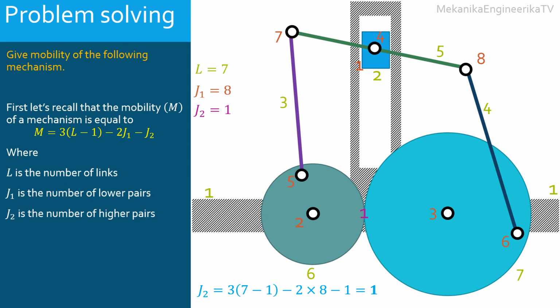Finally, the mobility is equal to 3 times 7 minus 1, minus 2 times 8, minus 1, which is equal to 1. Hence, the mobility here is equal to 1. The mechanism has 1 degree of freedom. Thus all links can be controlled by driving only 1 gear, for example. If the position of 1 link is known, for example a gear angle, the positions of all other links are predictable.